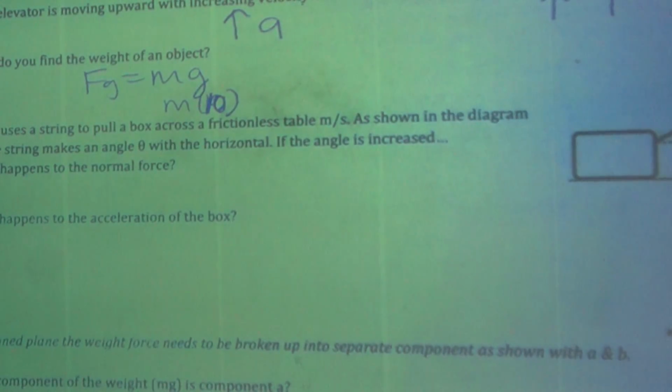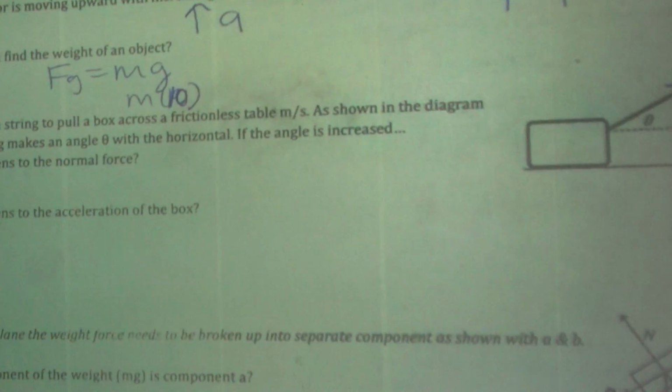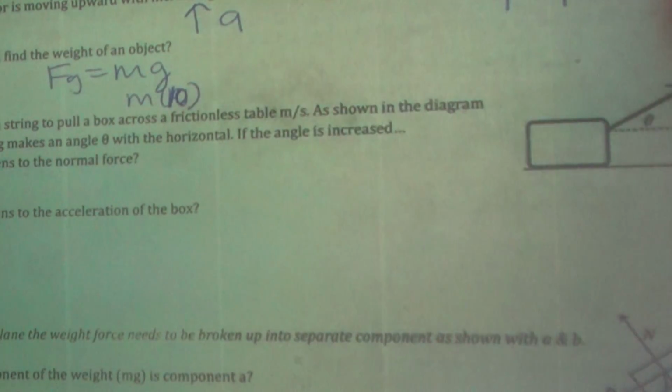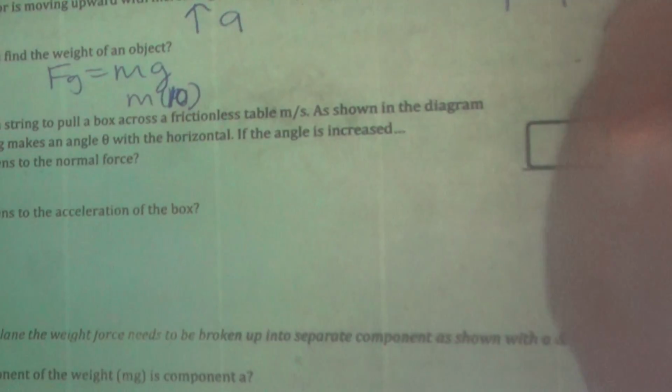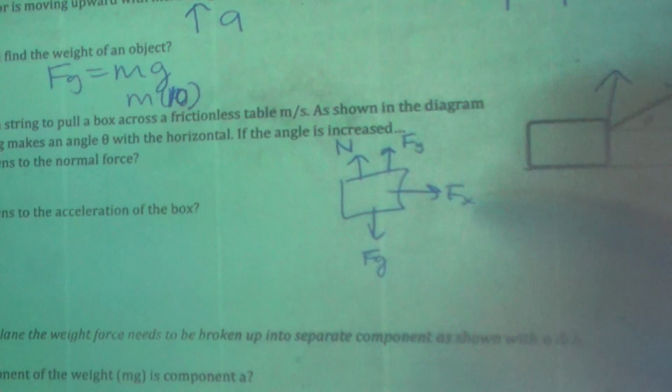We have a student using a string to pull a box across a frictionless surface. That's like a force pulling this way. If the angle is increased, we want to know what would happen to the normal force and the acceleration. So what if the force was instead upwards like this? So let's think about the forces. We have the force of gravity, we've got the normal force, and then we've got this force, which has a y component and an x component right here.